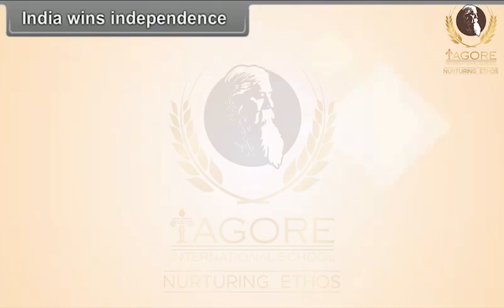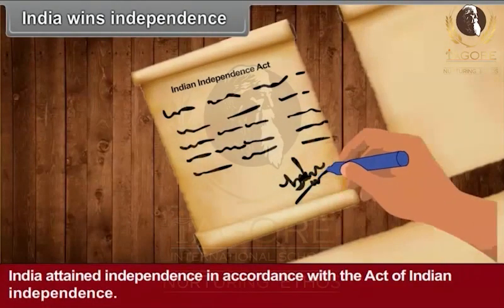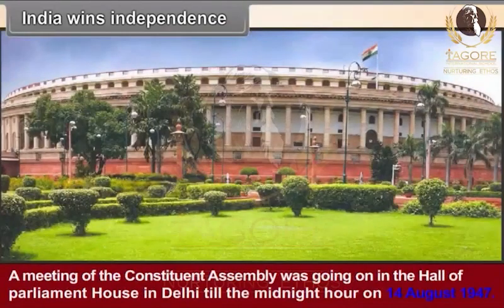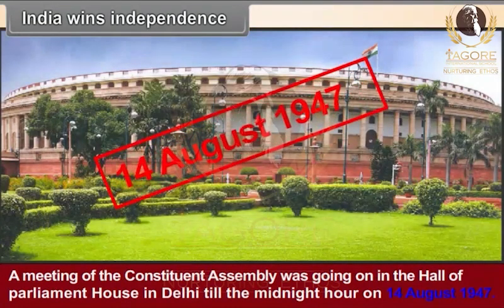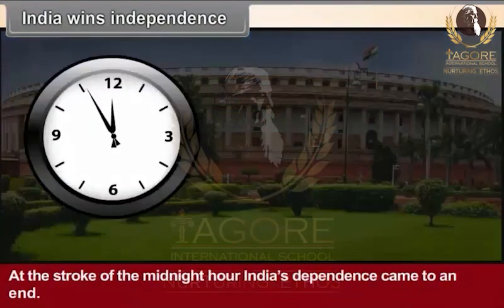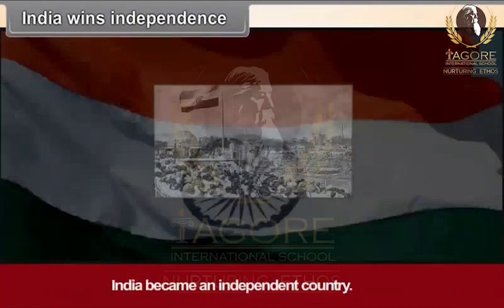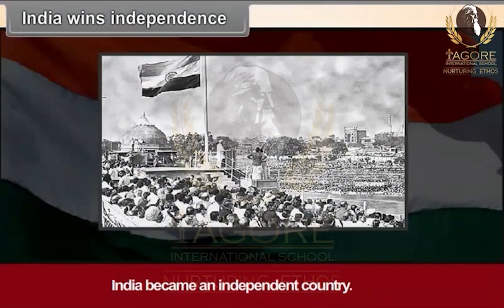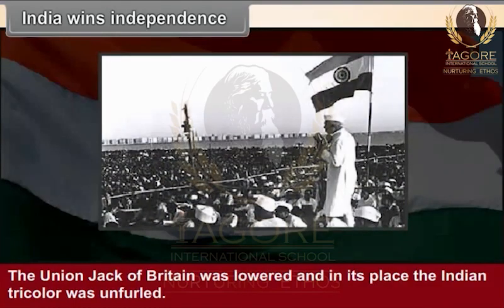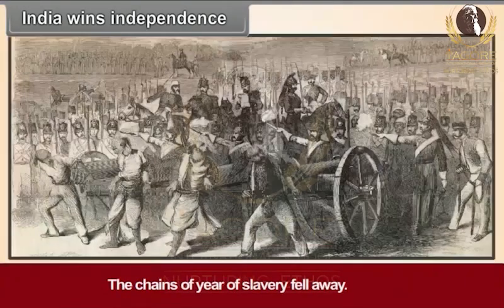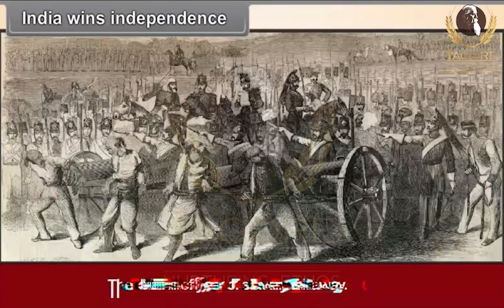India wins independence. India attained independence in accordance with the Act of Indian Independence. A meeting of the Constituent Assembly was going on in the hall of the Parliament House in Delhi till the midnight hour on 14 August 1947. At the stroke of the midnight hour, India's dependence came to an end. India became an independent country. The Union Jack of Britain was lowered, and in its place the Indian tricolour was unfurled. The chains of years of slavery fell away.